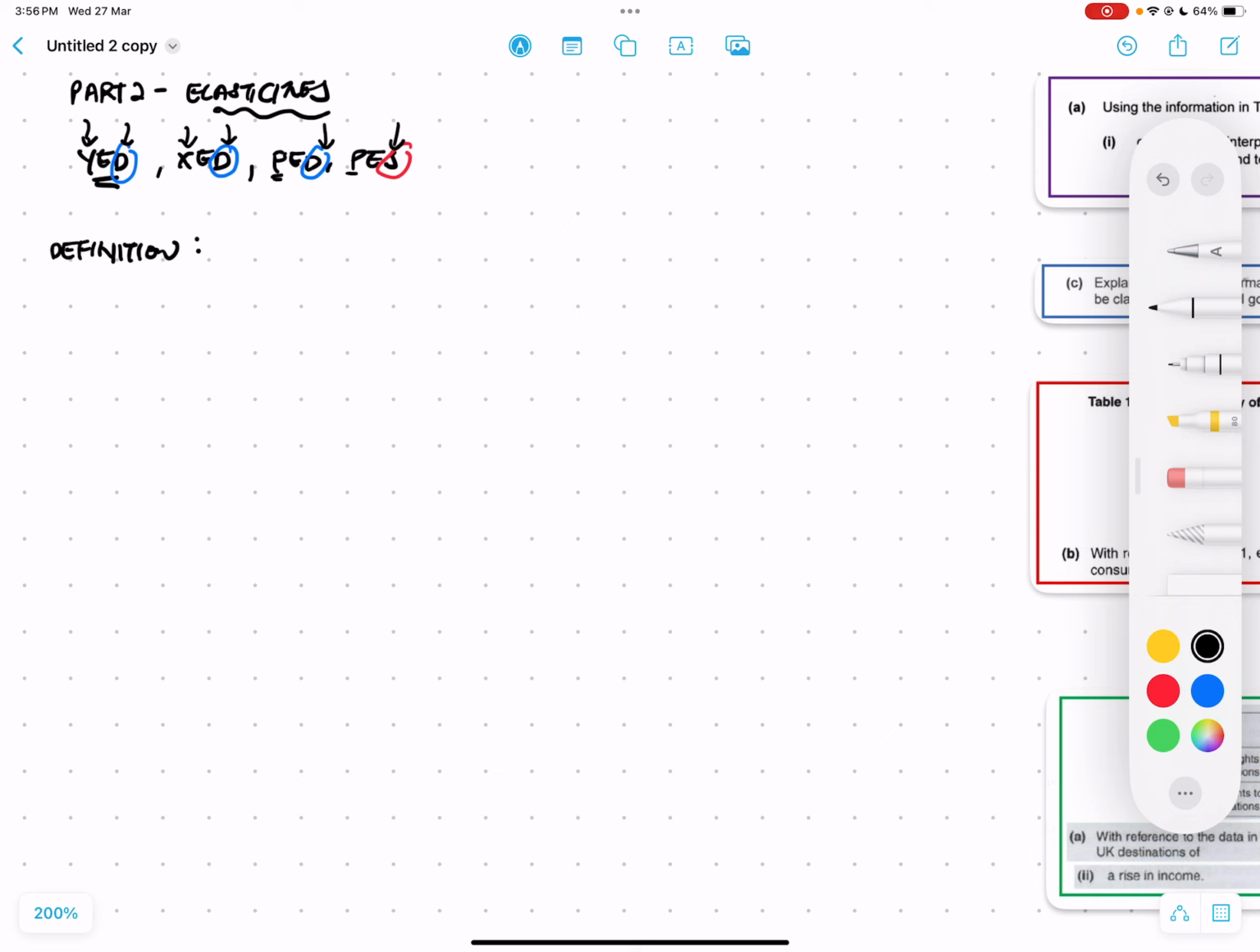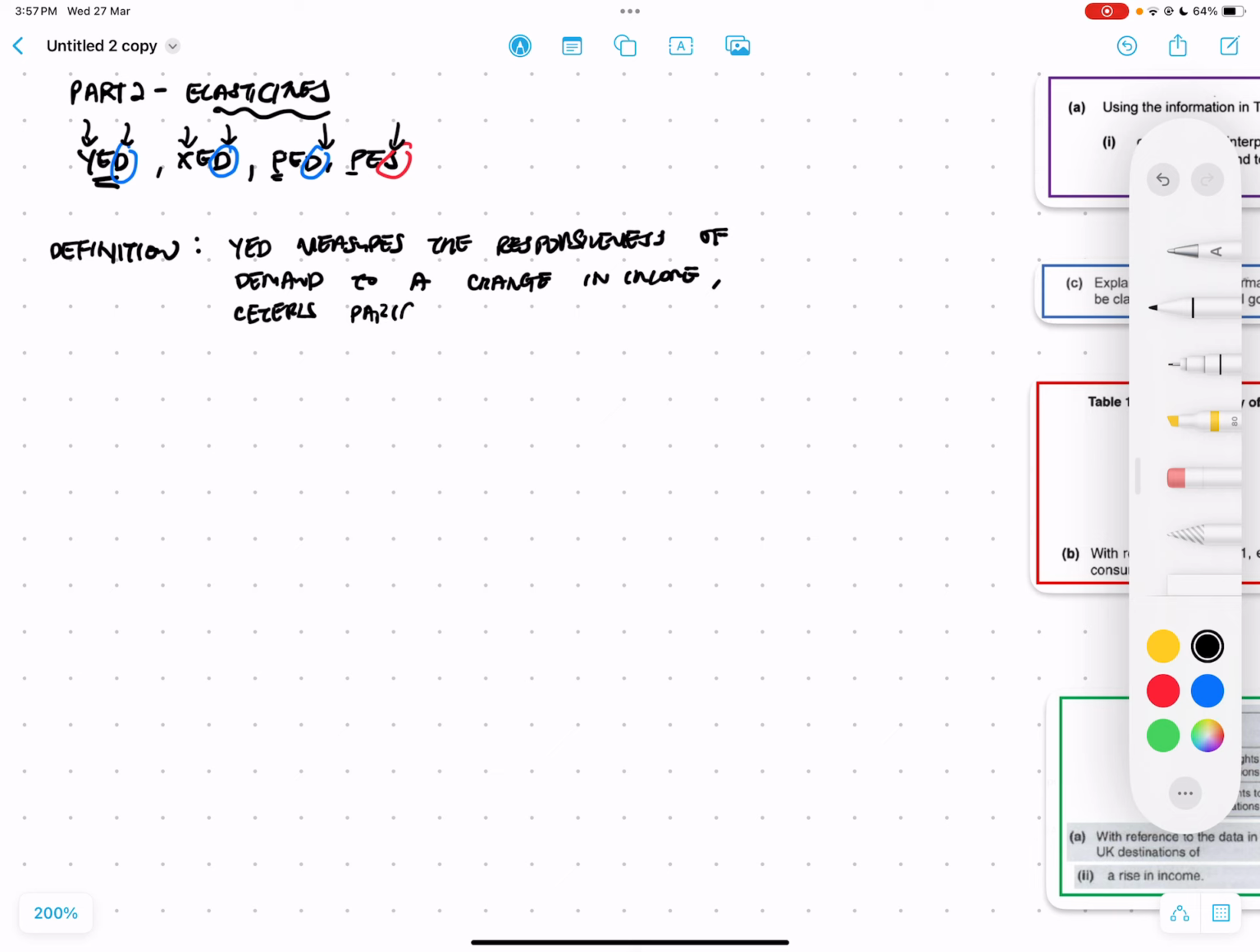Okay, so YED is income. So let's get the definition out. YED measures the responsiveness of demand of a good to a change in income of consumers, ceteris paribus. So you want to just keep other things constant.